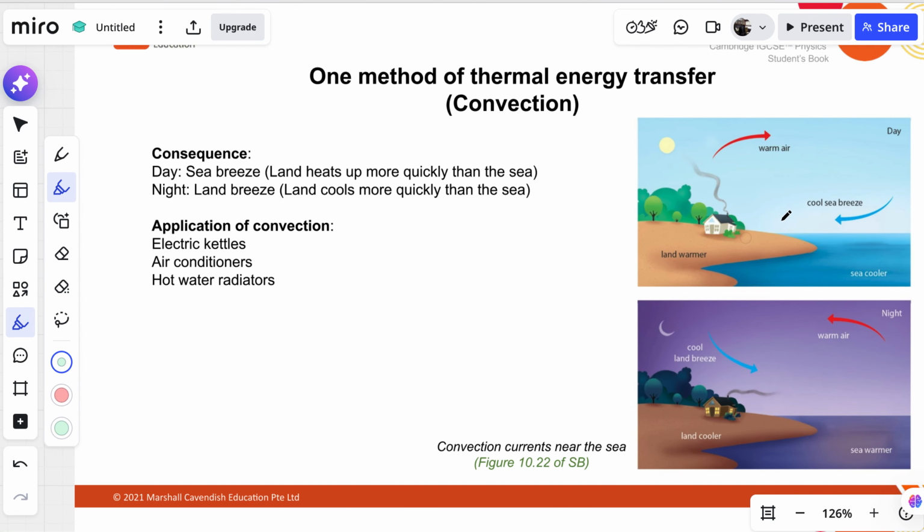So this is convection. Hot air rising, cold air filling the place. This is the consequence of convection, right?